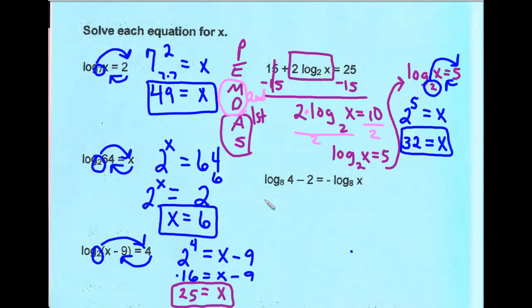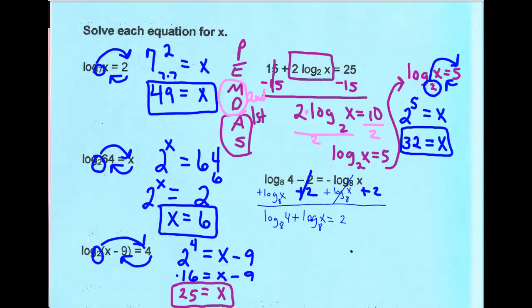Now let's look at this example. Notice I have a log on both sides. So this is just like having letter terms on each side and a number term. So I want to move all my letter terms to one side, all my number terms to the other. So that means I'm going to add 2 to both sides to get rid of the 2 on the left side, and I'm going to add log base 8 of x to both sides. This will give us log base 8 of 4 plus log base 8 of x equals 2, because that cancels out as well.